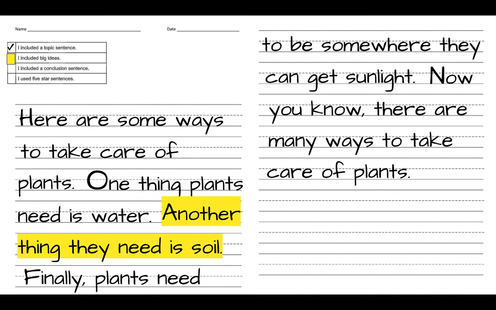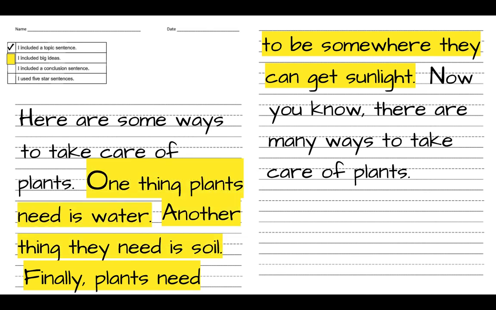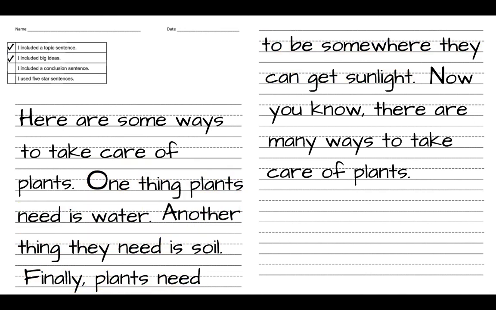My next sentence is another thing they need is soil. That's another fact about plants, or a big idea about taking care of plants. So yes, I have 2. I'm going to need to find one more before I'm ready to move on. I see here that finally plants need to be somewhere they can get sunlight. And sun was my 3rd big idea, or my 3rd fact about taking care of plants, and I have a full sentence right there. So you can see that I have 3 full sentences about my big ideas. So I can go ahead and check those off. I have 3 big idea sentences.